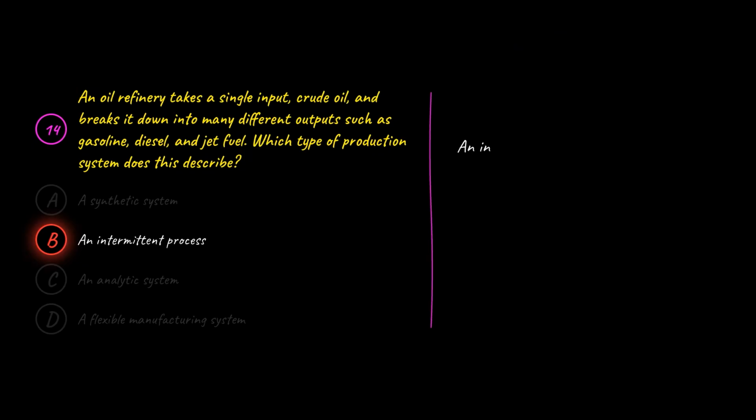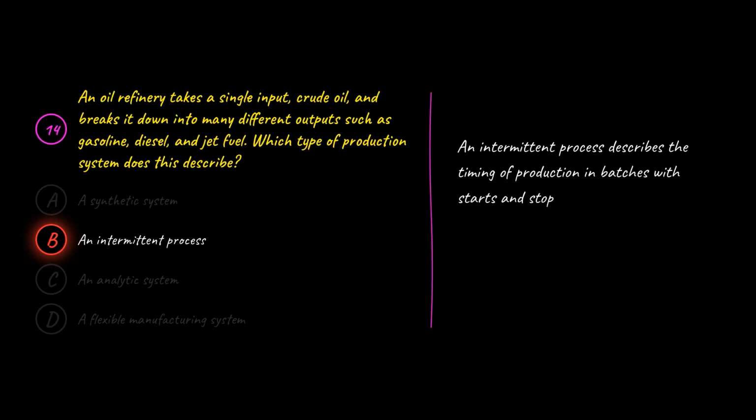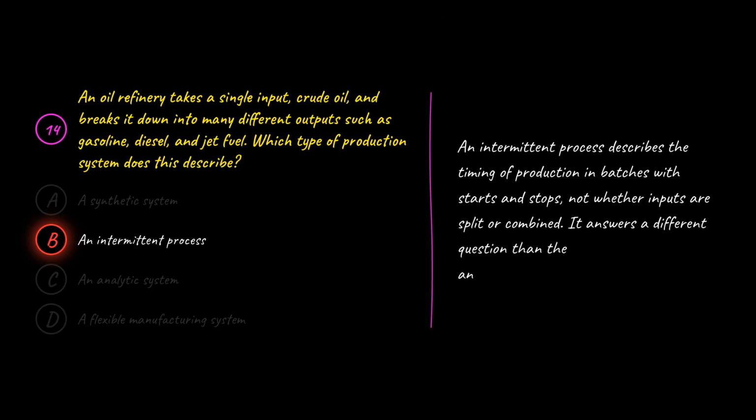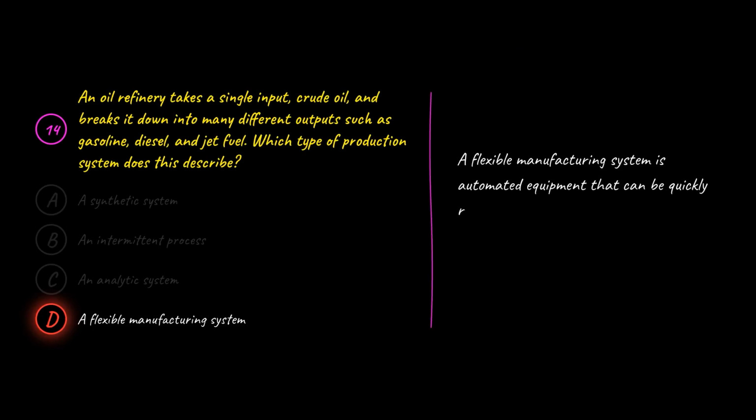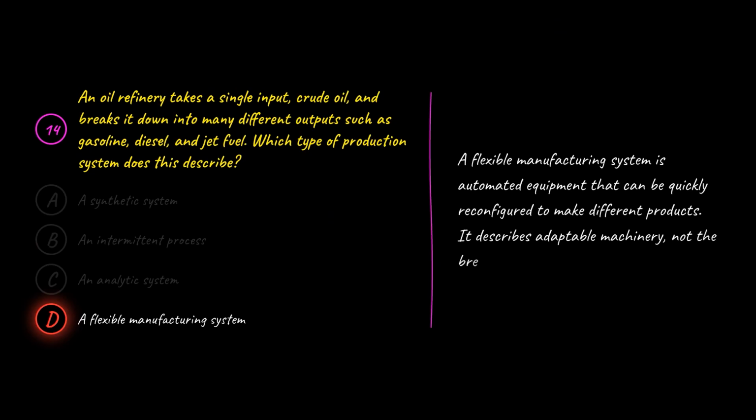B is wrong because an intermittent process describes the timing of production in batches with starts and stops, not whether inputs are split or combined. It answers a different question than the analytic versus synthetic distinction. D is wrong because a flexible manufacturing system is automated equipment that can be quickly reconfigured to make different products. It describes adaptable machinery, not the breaking of one input into many outputs.